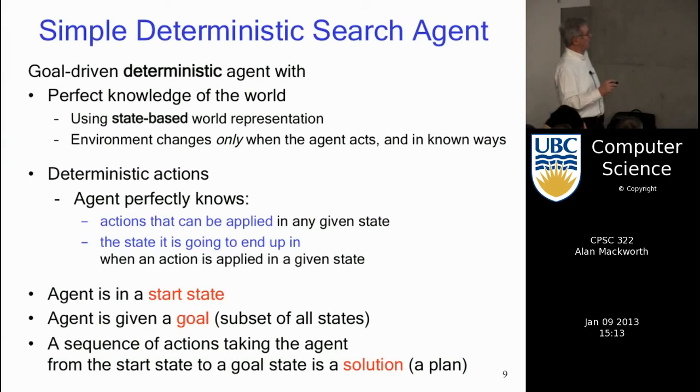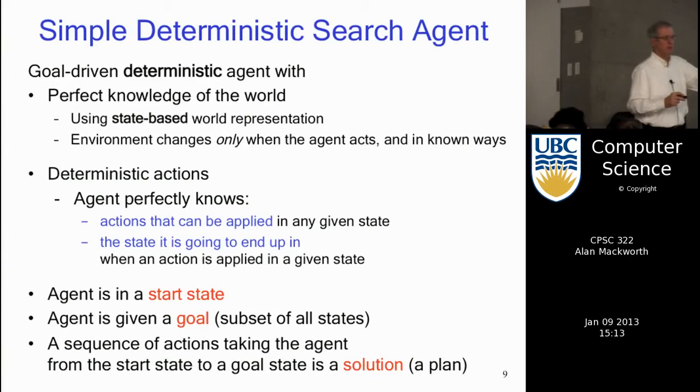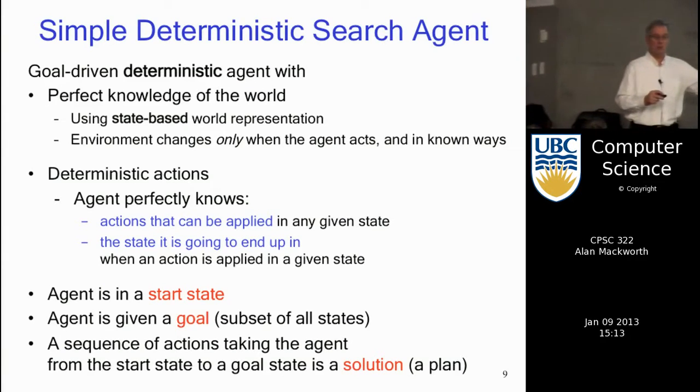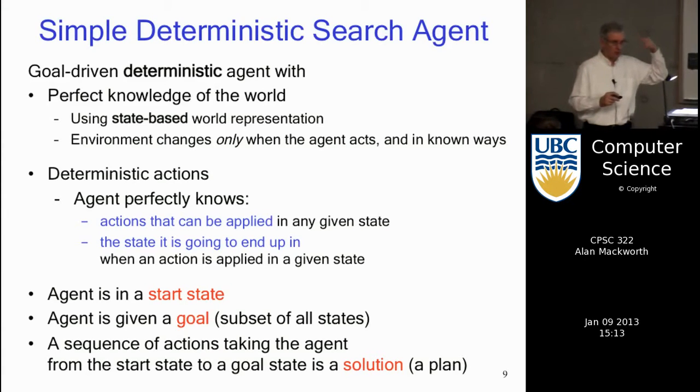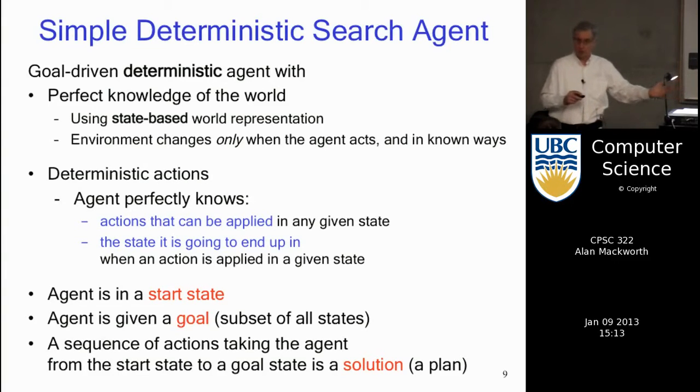The agent is in a given start state, or there may be a set of states, but usually we have a single start state. And we're given a goal, which is usually a subset of all the states. You want to be in at least one of those states. And so the solution is a sequence of actions taking the agent from the start state to a goal state. That's a solution. We also call it a plan. It's a plan in the sense of do A, do B, do C, do D, stop because you're now in a goal state. You know you're in a goal state because you've done all this reasoning in your head under all these assumptions. The world has to work out the way you thought it would, right?